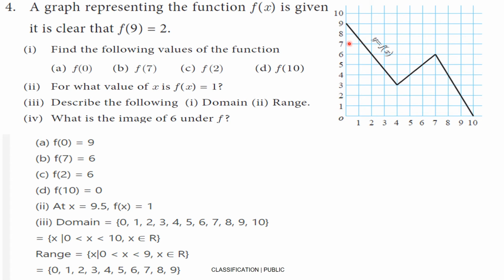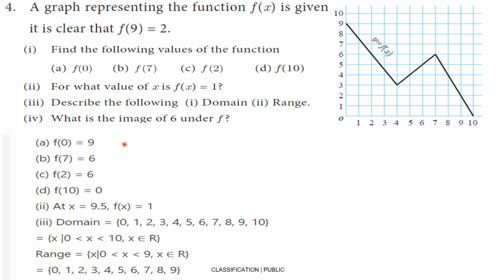f(7), here you see, is 6. Clear? And f(2) is also 6. f(10) is related here only, it is 0. Therefore f(0) equals 9, f(7) equals 6, f(2) equals 6 and f(10) equals 0.